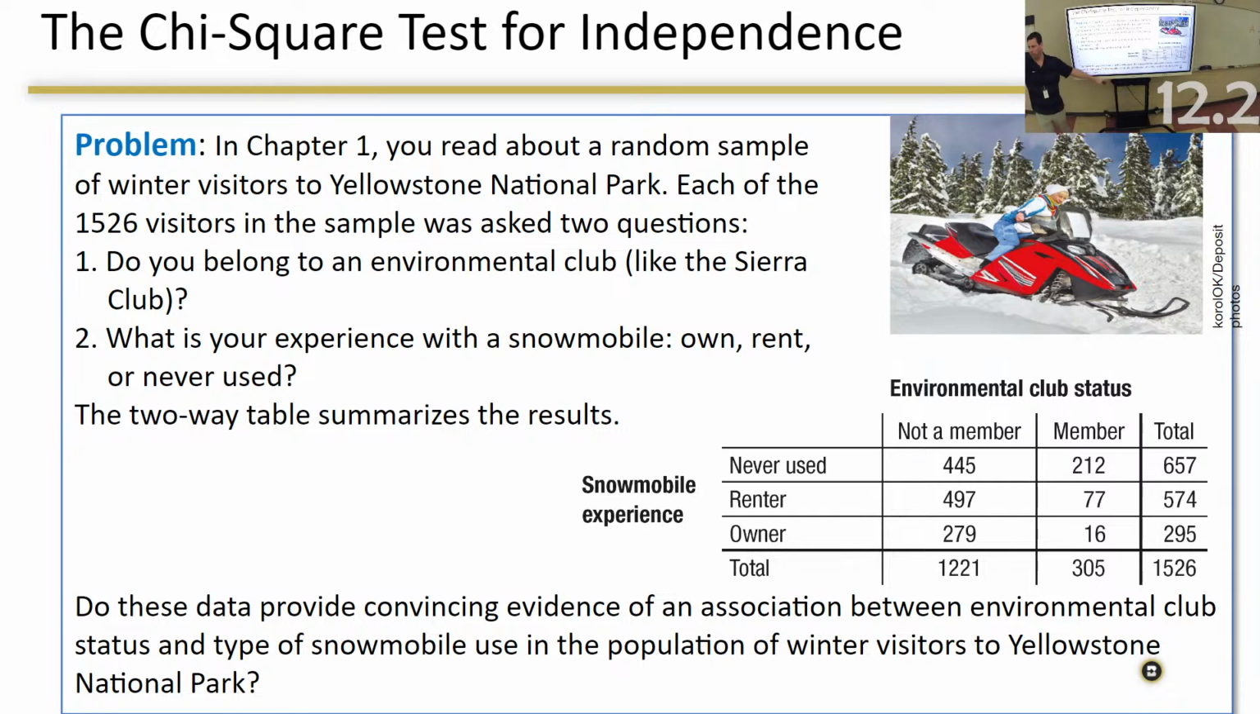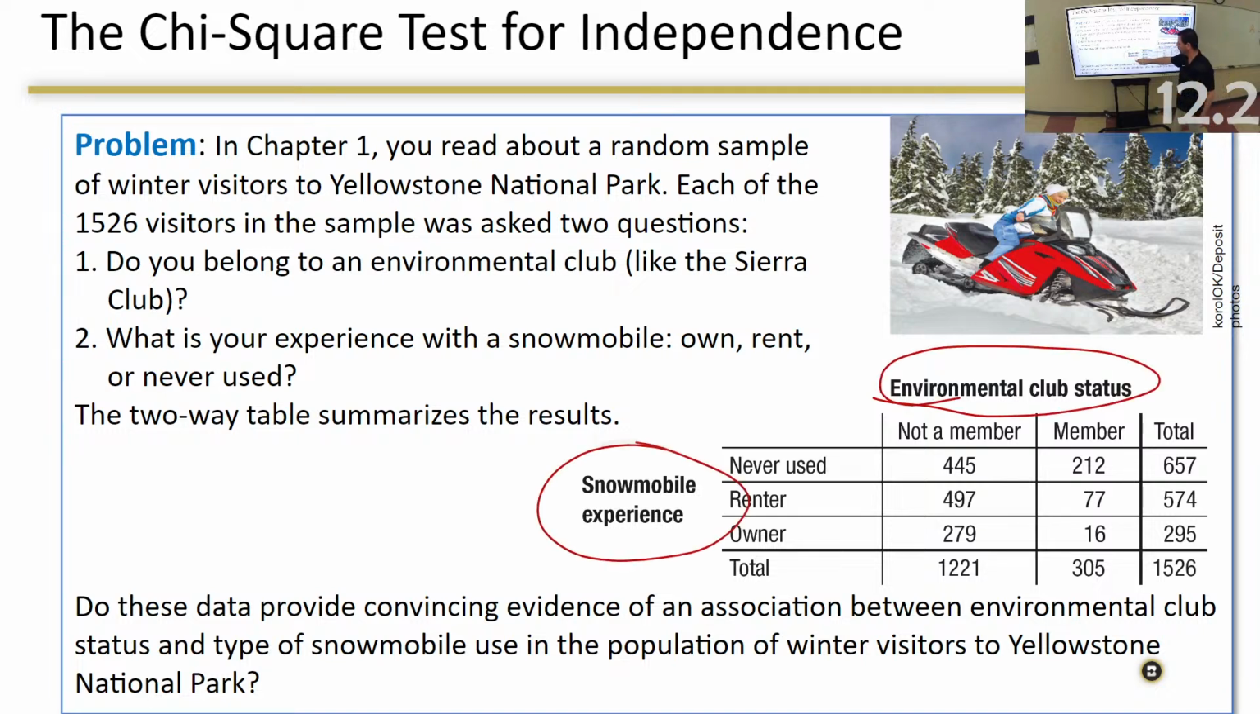I've got to do the full-blown deal. Of an association between environmental club and snowmobile experience. This is a chi-squared test for independence, because I'm comparing 2 different variables. And then assume there is no association between environmental club status and snowmobile experience. There's my H0, and Ha, there is.